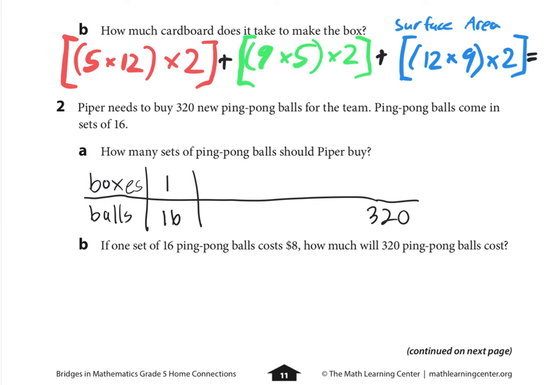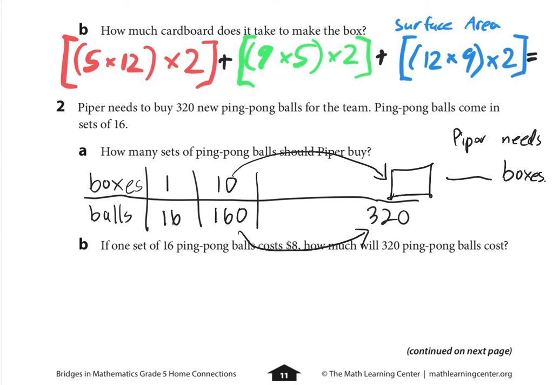Now with this ratio table, I don't need to go 1, 2, 3, 4. I can skip my way up there. So for example, if I went to 10 boxes, how many would I have? I'd have 160 ping pong balls. And then from there, it's a pretty easy step to figure out how many boxes you're going to need. And that's your final answer. And make sure you answer it with a sentence and some units.